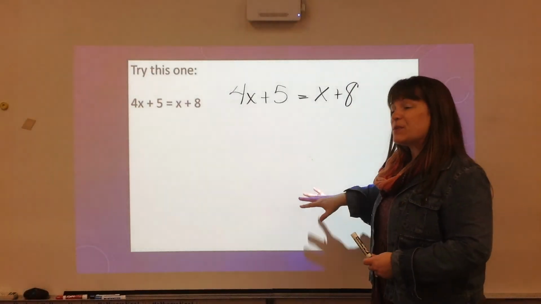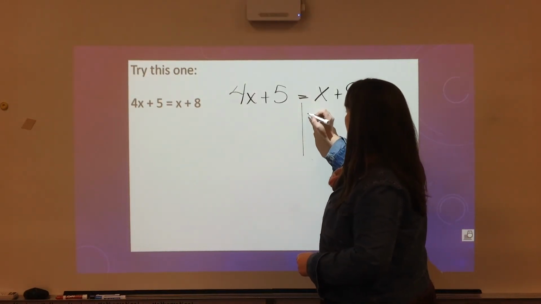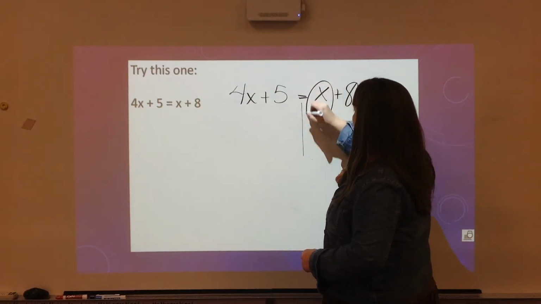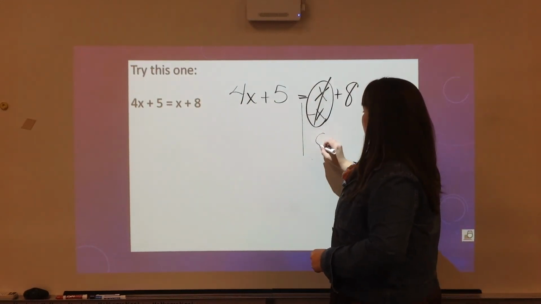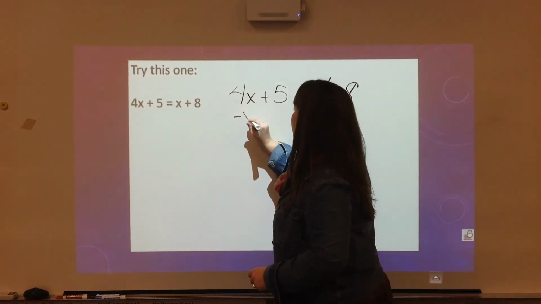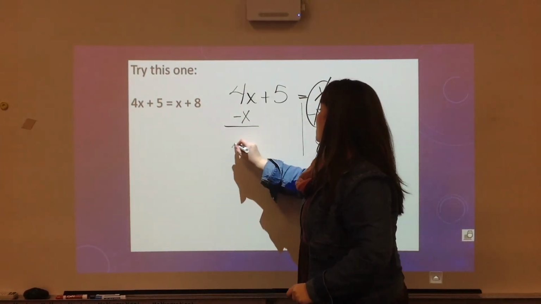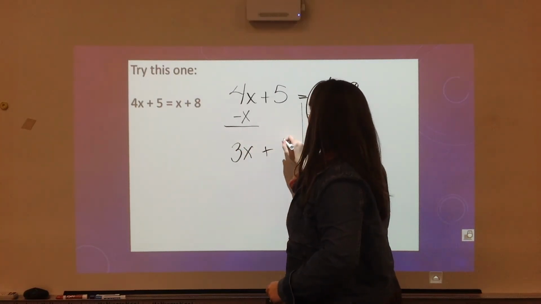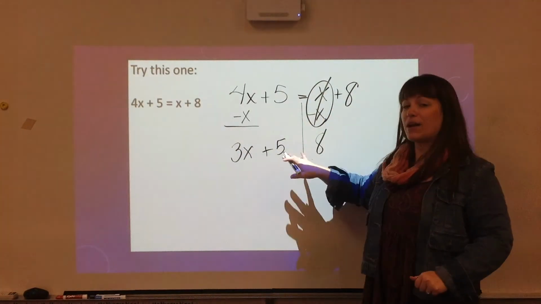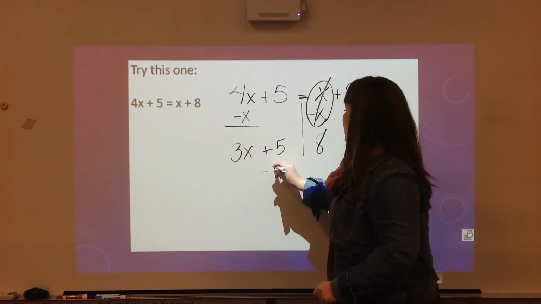So again, no distributive property going on, but we do have a match and take to take care of first. So we're going to get rid of this x. So that's going to disappear and be left with the 8. But I have to take it away over here as well. So if I have 4 x's and I get rid of an x, I'm left with 3 of them and a plus 5.